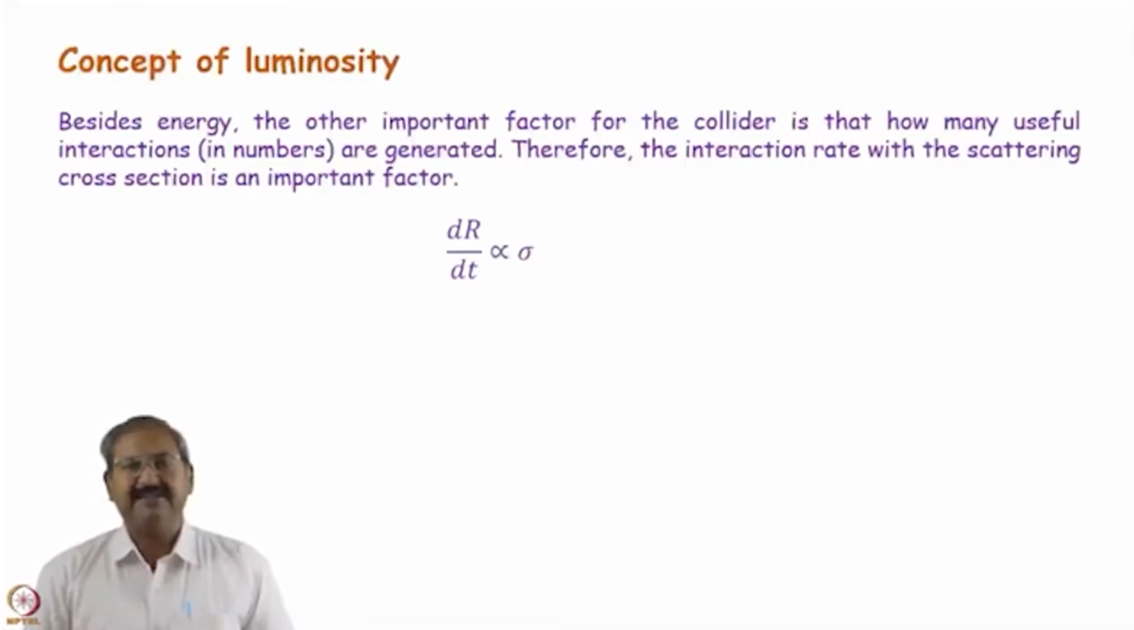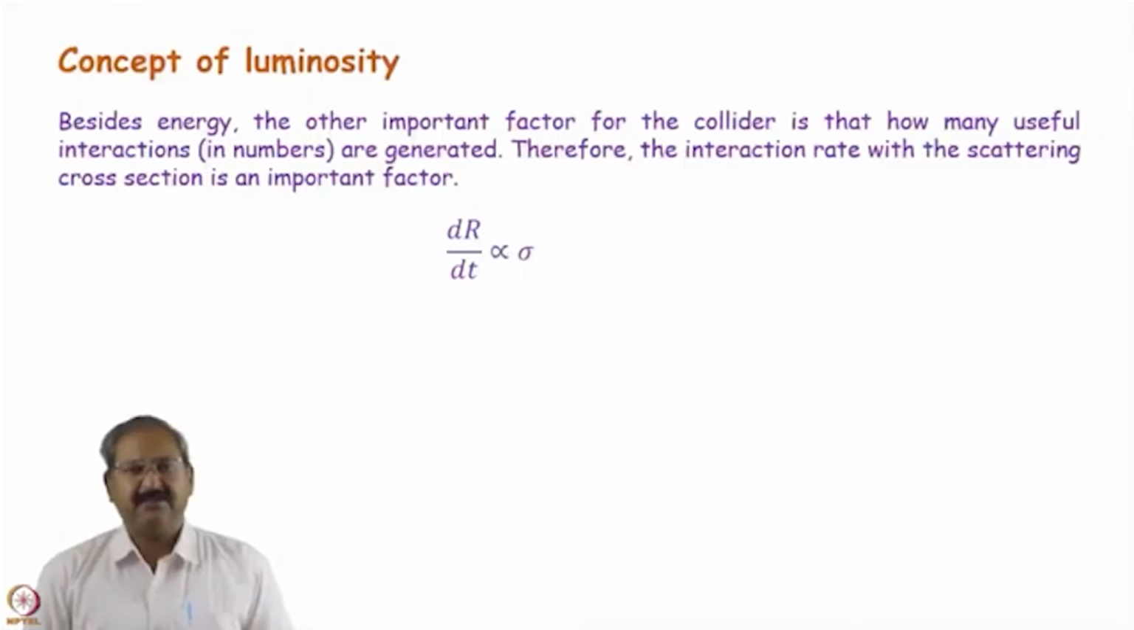Only energy is not sufficient for colliders. When we hit a fixed target, there are plenty of molecules, atoms or particles available, because a fixed target is a high-density material. But the beam is not so dense, so the number of collision events reduces. So there is another important factor which is very useful, that is how many events are taking place per second.